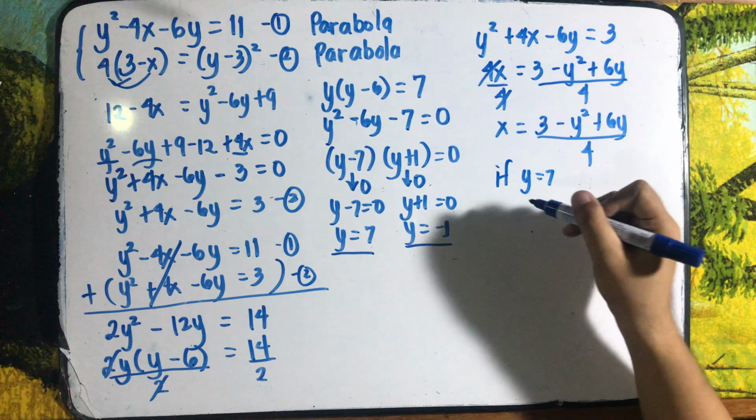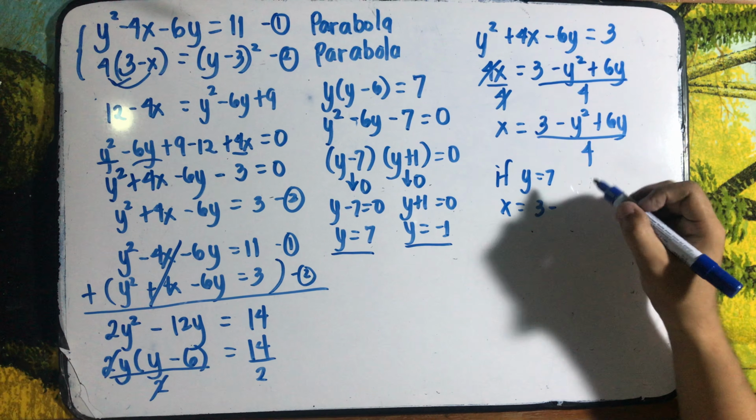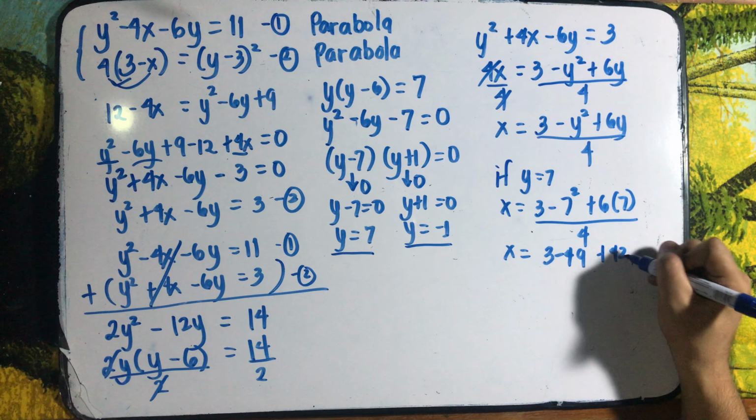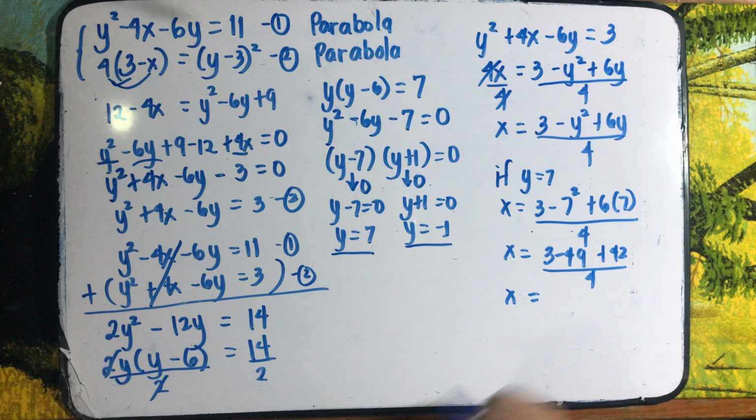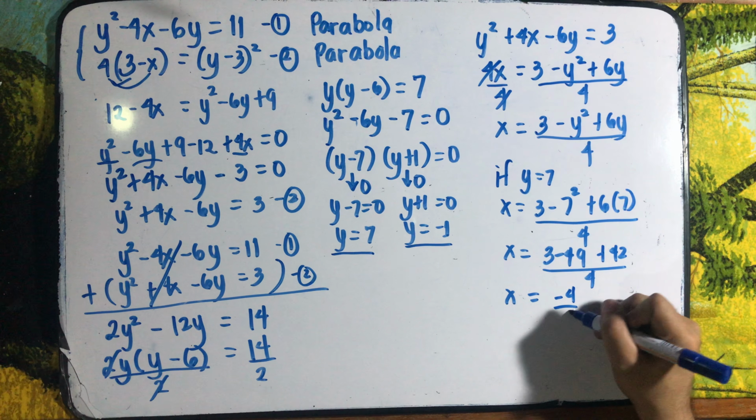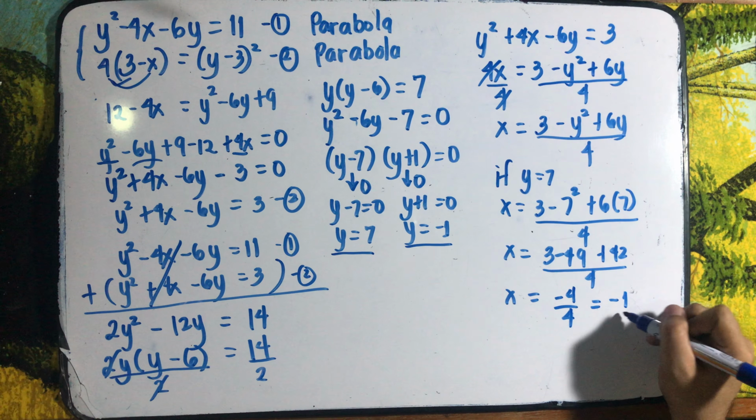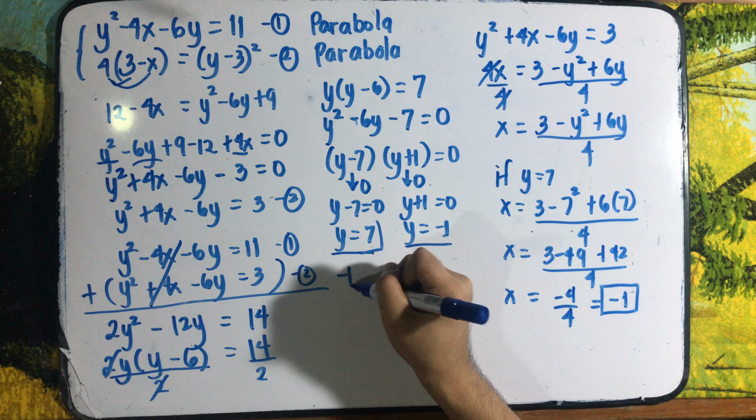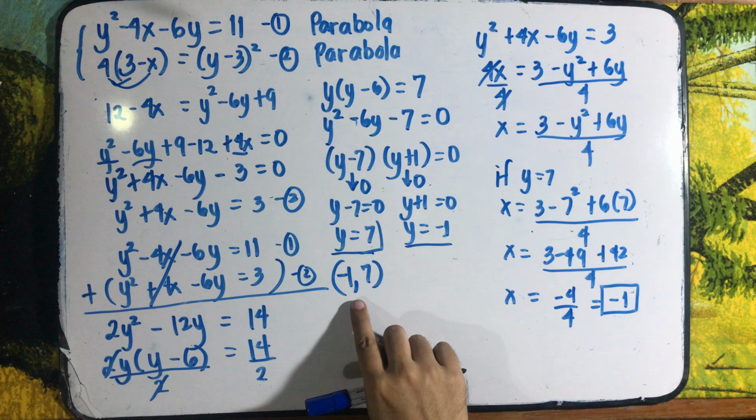If y is equal to 7, then x is equal to (3 minus 7 squared plus 6 times 7) over 4. Therefore, x is equal to 3 minus 49 plus 6 times 7, that is 42, over 4. Therefore, x is equal to 3 minus 49 plus 42, which becomes negative 4 over 4. So x is equal to negative 1. Okay? So if the value of x is negative 1, we have the solution negative 1, 7.